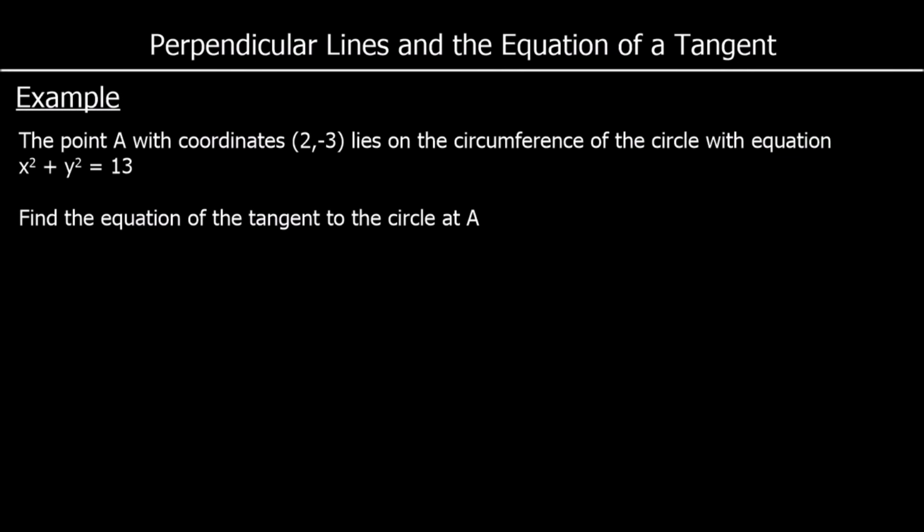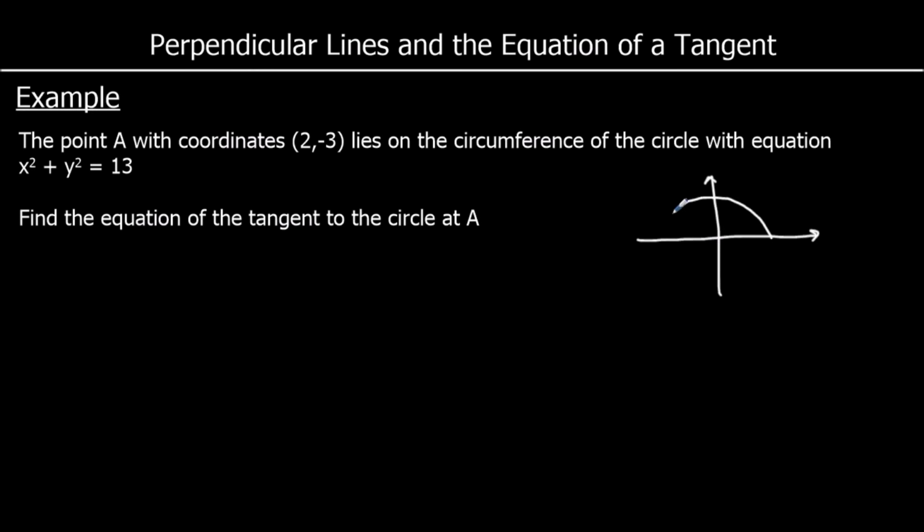This question says the point A with coordinates (2, -3) lies on the circumference of a circle with equation x squared plus y squared equals 13. We need to find the equation of the tangent to the circle at A. So let's draw a sketch to see what's going on here. We have a circle with center (0, 0) and radius of root 13.